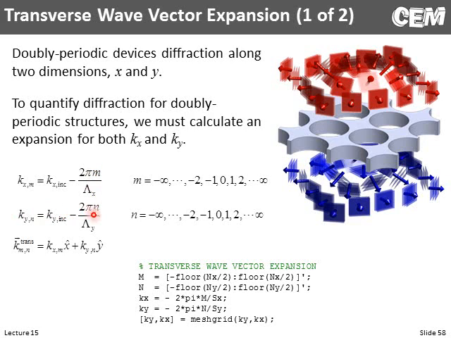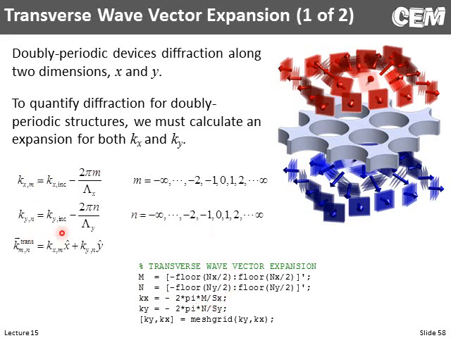And so M and N are integers, and if we have, let's say, an 11-point grid in the X direction, M will go from -5 up to +5, passing through 0. So that's 11 numbers total. And this N is the index in the Y direction. So here's how we would calculate in MATLAB our wave vector expansion.